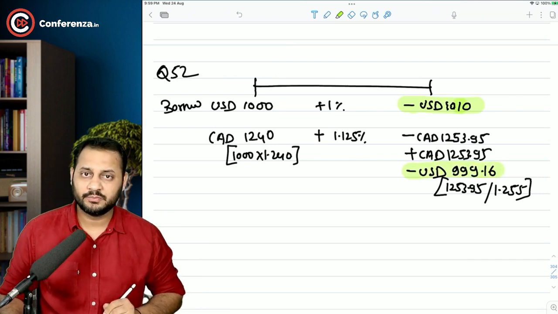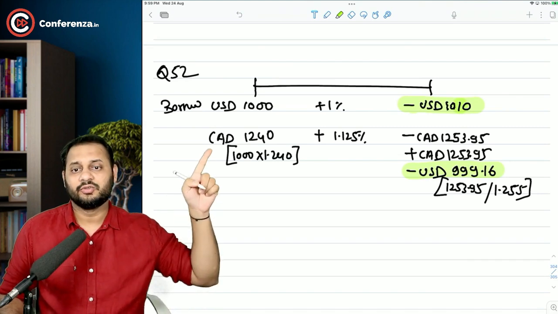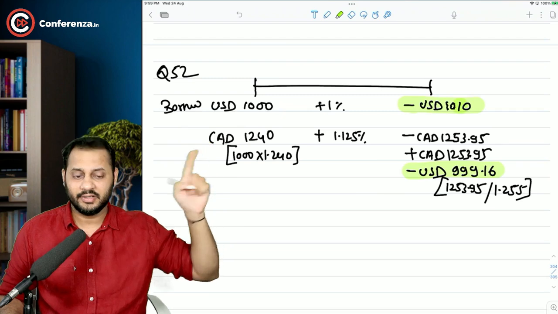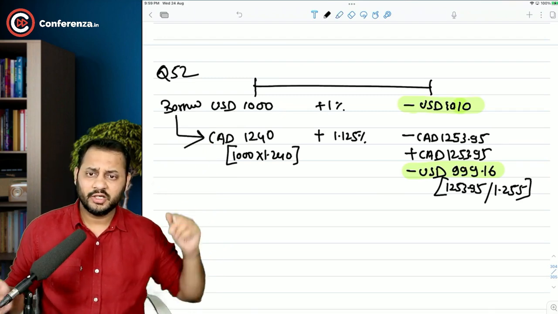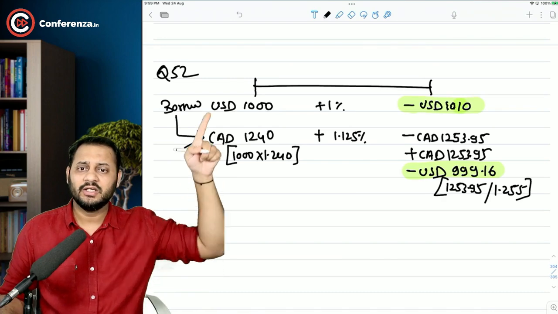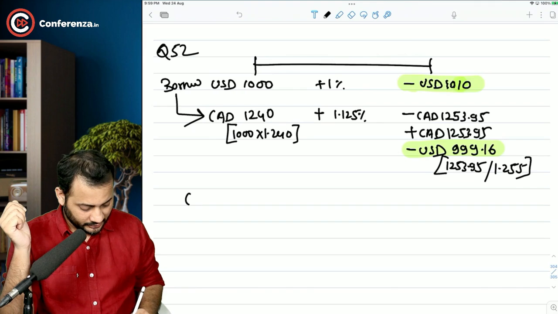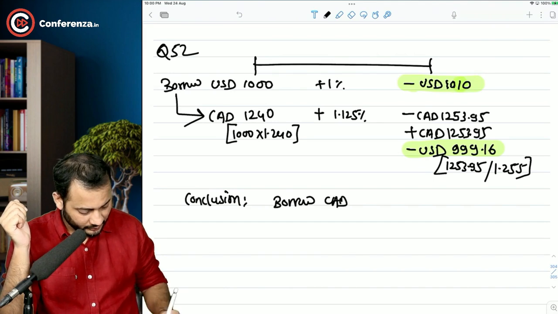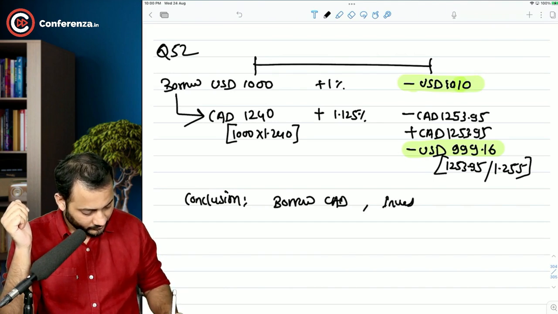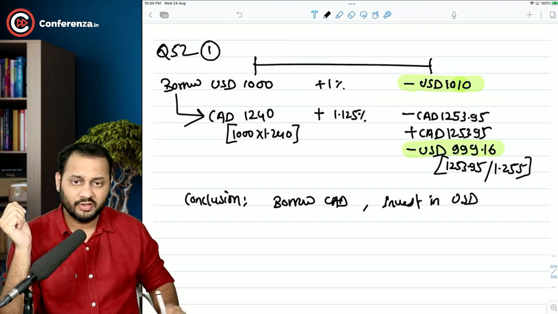So which option is better? Where the outflow is least or lesser. So this option is better, borrowing Canadian dollar. That's it. The answer is with you. If you are borrowing Canadian dollar, you will invest in USD. You will invest in USD. Conclusion: borrow Canadian dollar, invest in USD. This is one way of calculating.